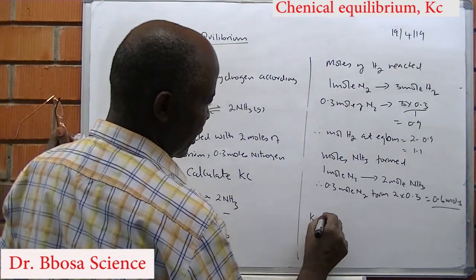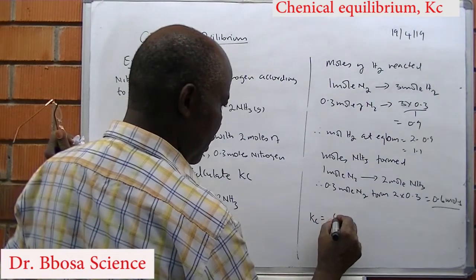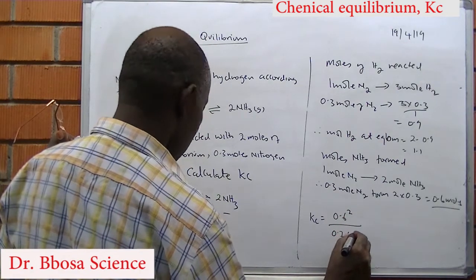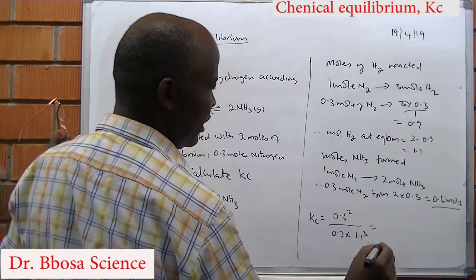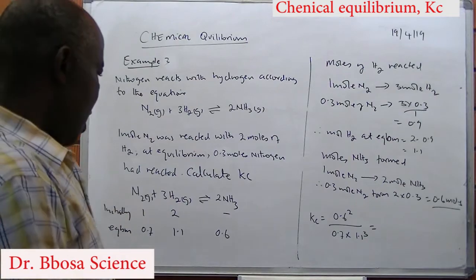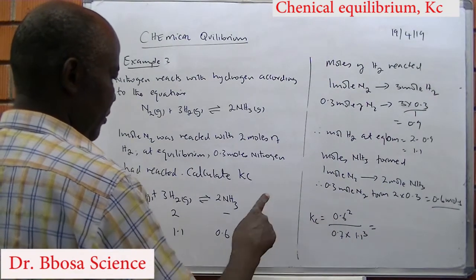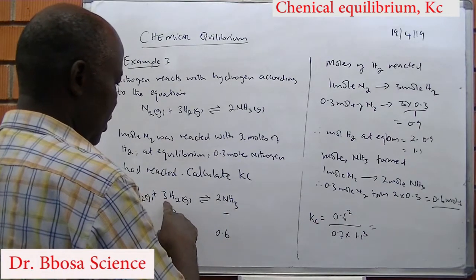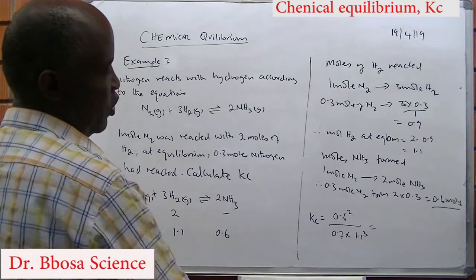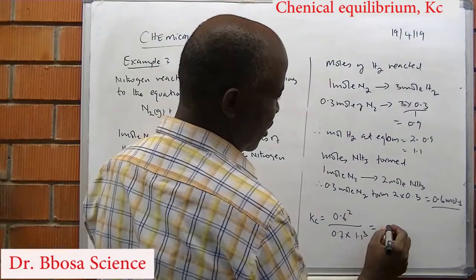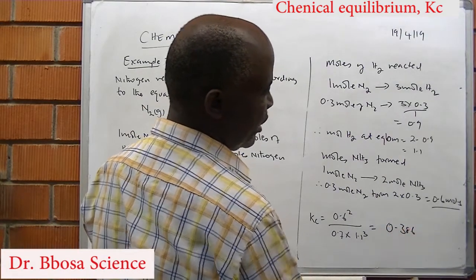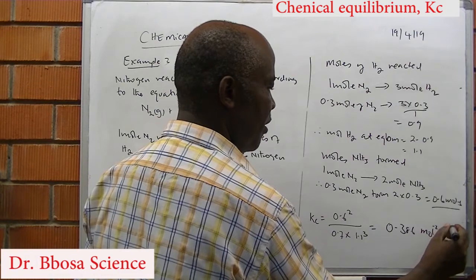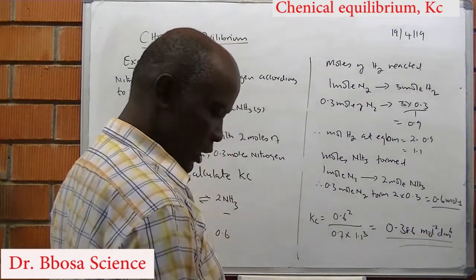Our Kc is equal to 0.6 squared over 0.7 times 1.1 cubed. Our Kc is equal to the moles of ammonia formed squared over the moles of nitrogen times the moles of hydrogen cubed, which is equal to 0.386 moles per mole squared, decimeter to the power 6.